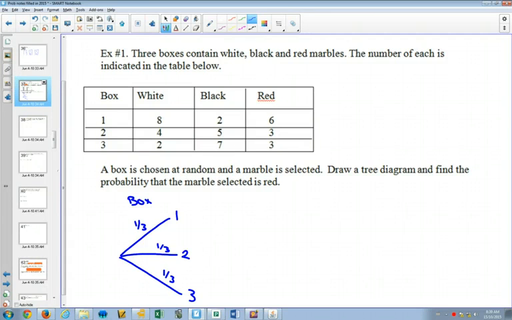Then the next event is you choose a marble. And in each of the boxes you have 3 choices, so off of each of the boxes will be 3 branches.